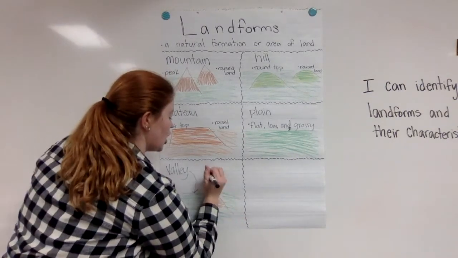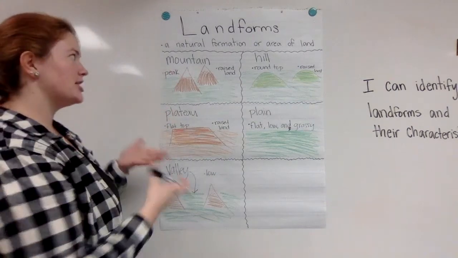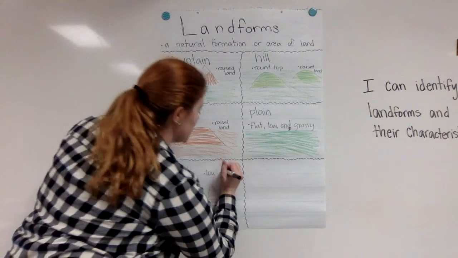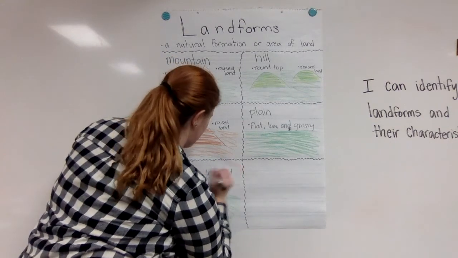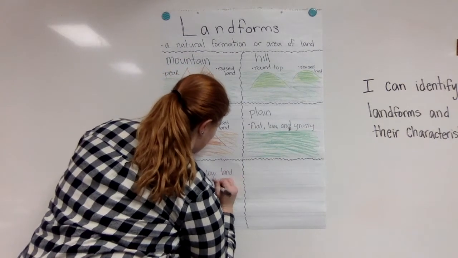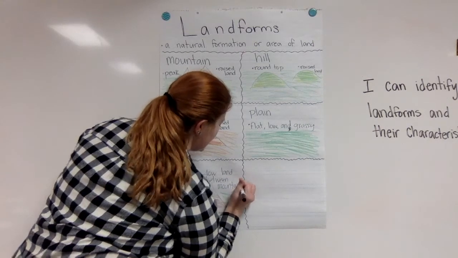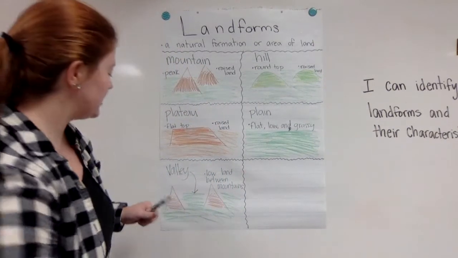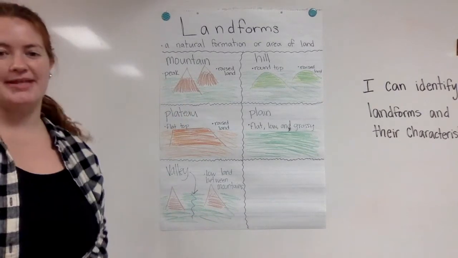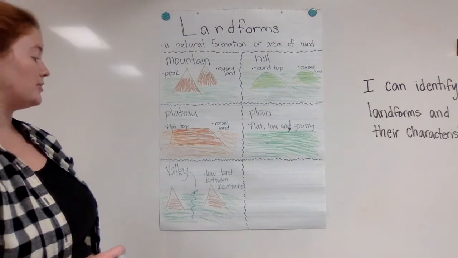It's low. That means it's not as high. You know how mountains are raised land? Valley is low land. It's low land between mountains. And I'll go ahead and draw a stream in there just for fun. Normally we would see a stream in there. So there is my valley. It's the low land between two mountains or two hills.